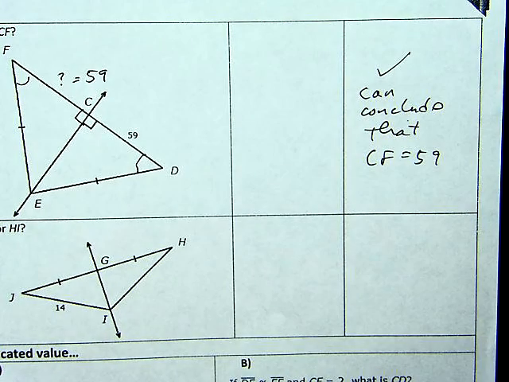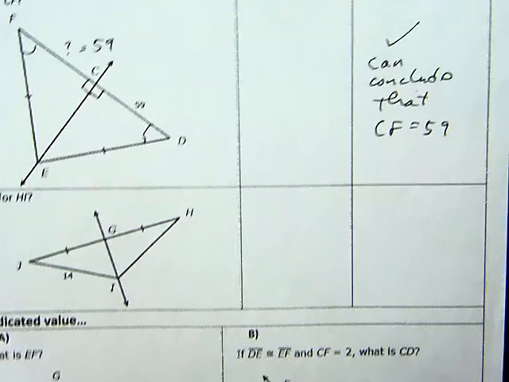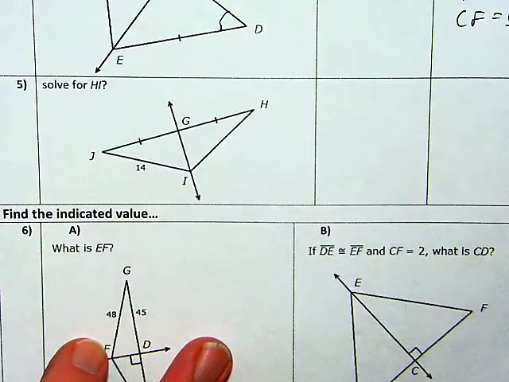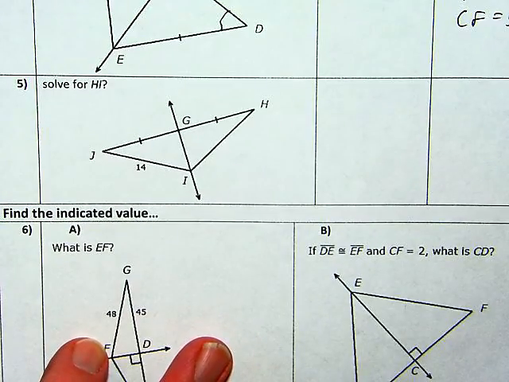Okay, but we can't directly use, as a first step, the perpendicular bisector theorem. Let's take a look at the next problem, number 5. Can we solve for HI using the perpendicular bisector theorem?